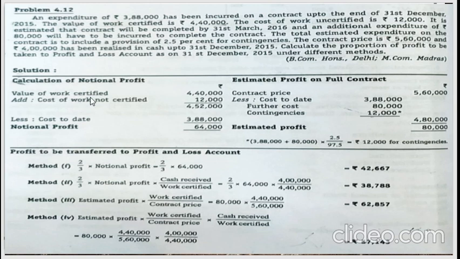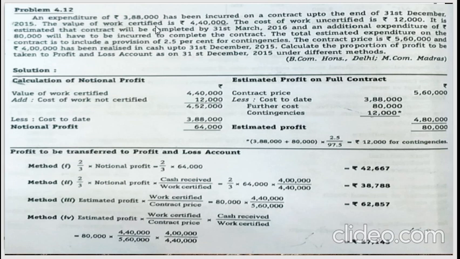So with the notional profit, an expenditure of rupees 3,88,000 has been incurred on the contract up to the end of 31st December. So this will be your expenses incurred up to date. The value of the work certified is 4,40,000. So to calculate notional profit, the value of work certified, 4,40,000, will be recorded. The cost of work uncertified is also given, so add the cost of work not certified, which is 12,000.